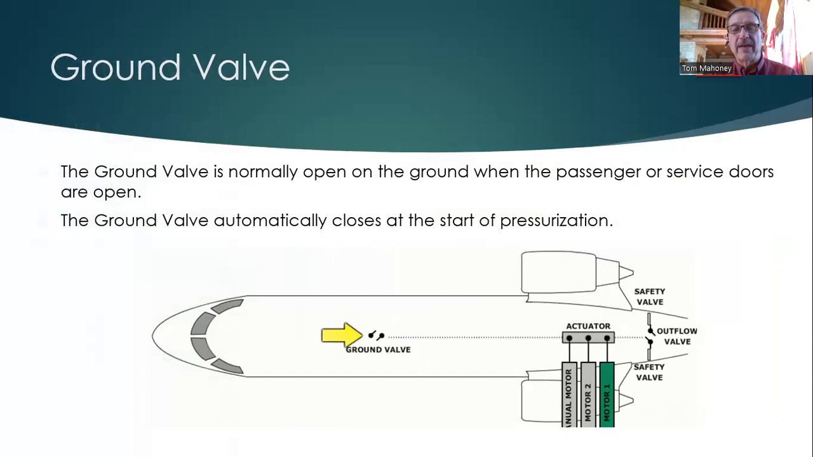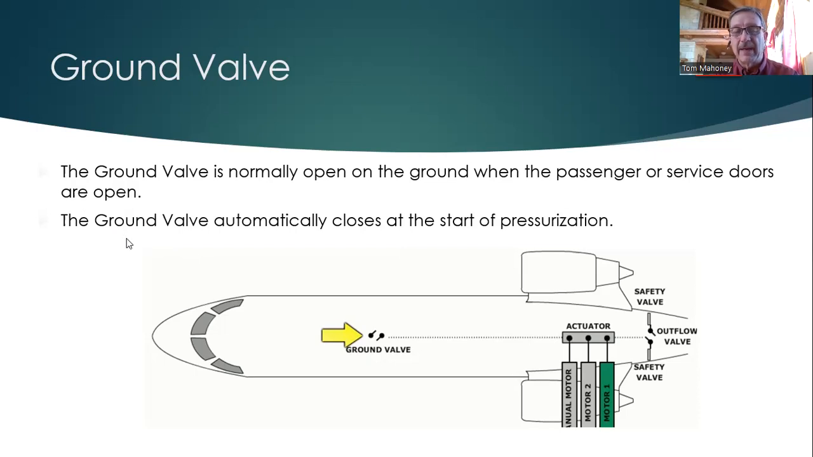Now we've got the ground valve that is pretty much on most aircraft that I know. The ground valve is a valve that is normally open on the ground when the passenger or service doors are open, and that's how it works on this aircraft. The ground valve automatically closes at the start of pressurization. So if we close all the doors and we're taxiing out and getting ready to take off, the ground valve would begin to close to make sure that we were able to hold air pressure inside the cabin as we prepared for takeoff.